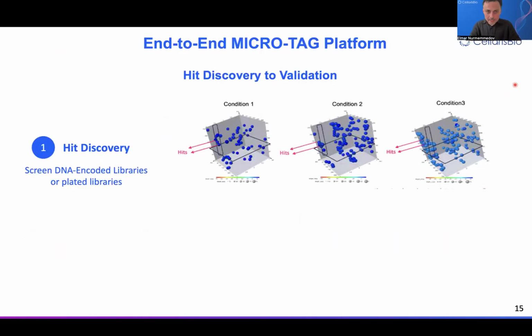Now, the microtag system is designed to be an end-to-end platform in early drug discovery. We can go from hit discovery to hit validation. And during the hit discovery, we can essentially use it to screen through thousands of plated conventional libraries, or we can combine the system with DNA encoded libraries to do cellular DEL discovery. We will be talking more about this in our future webinars. And this discovers for you de novo, completely new candidates for your target of interest.